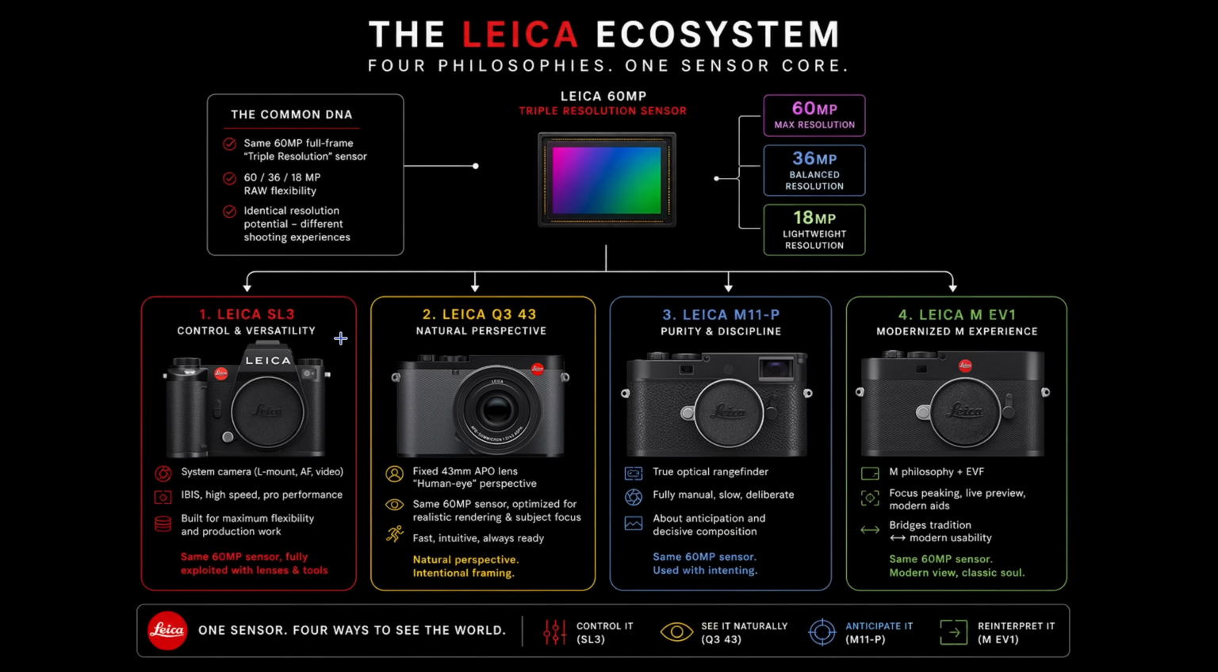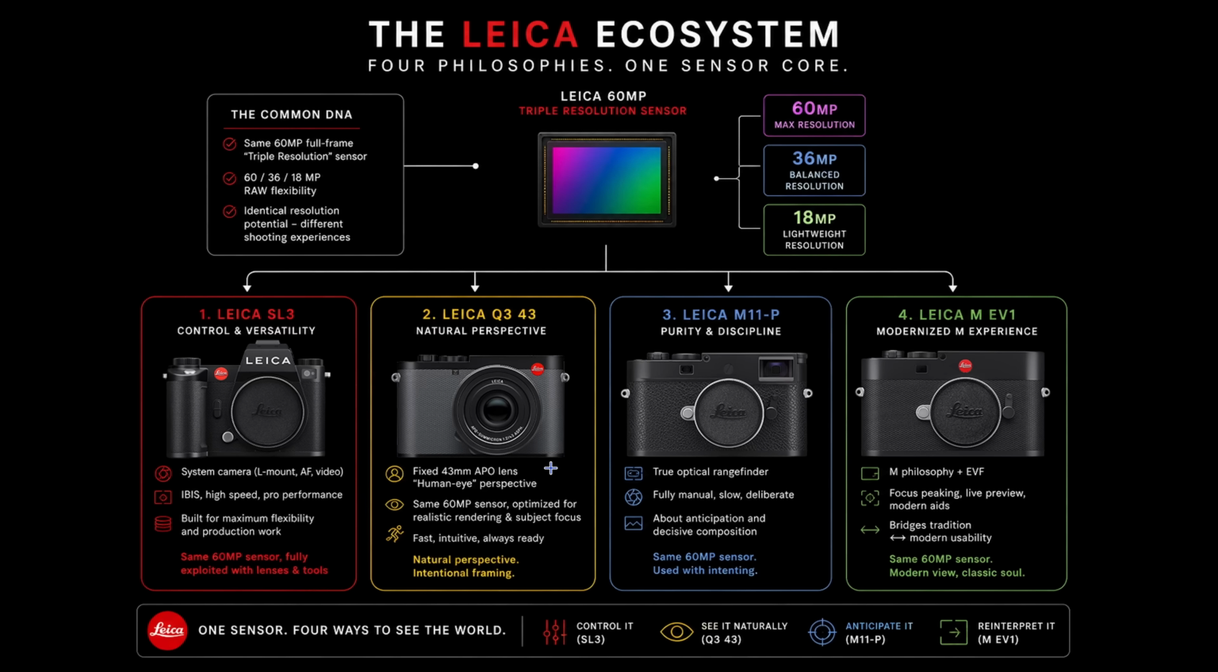The Leica SL3 is about control and versatility. I called it before the workhorse. It's a system camera which can master any shooting situation you might encounter. It has a huge range of lenses and, by the way, bridges to the Leica M system via the Leica M2L adapter. It has in-body image stabilization, high-speed shooting. It has highly capable autofocus properties, including tracking, continuous autofocus, and subject detection. It has professional performance for professional photographers and is built for maximum flexibility and for production work. This is the camera you take with you if you need to get the job done.